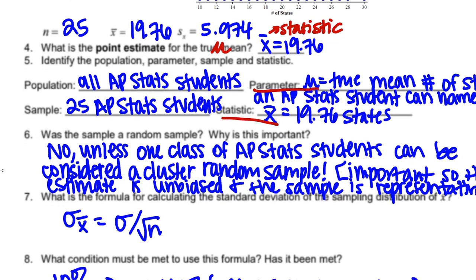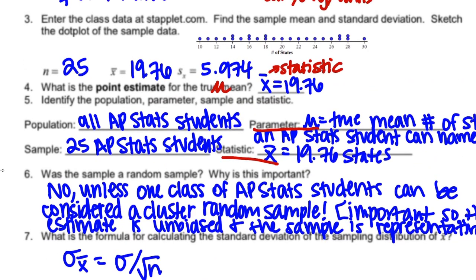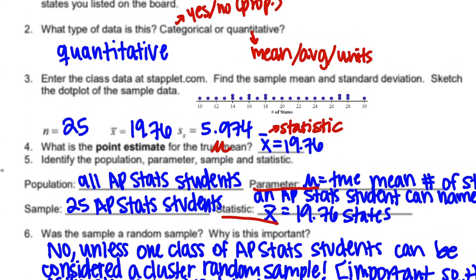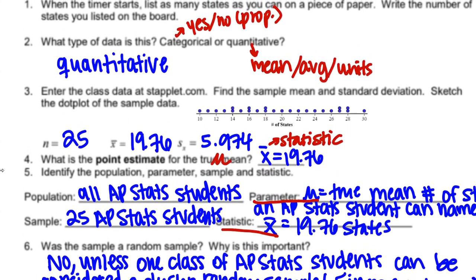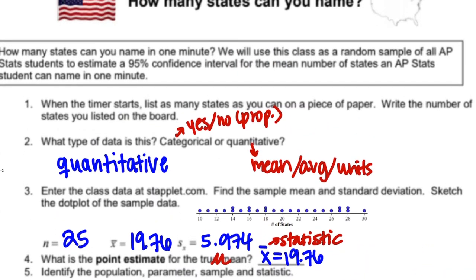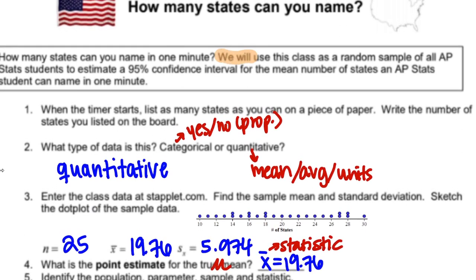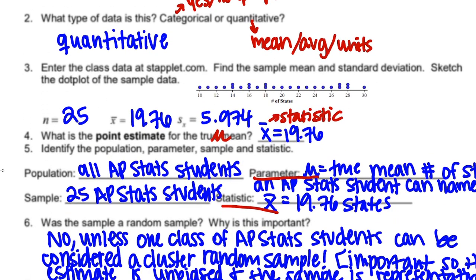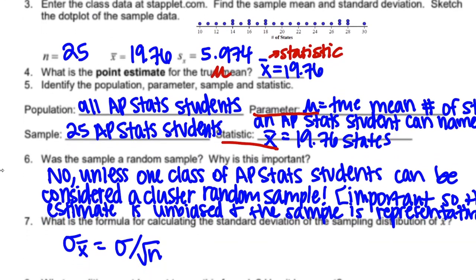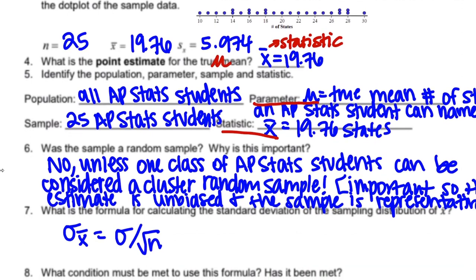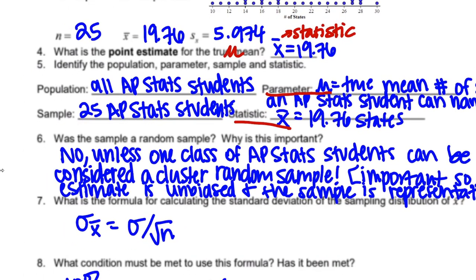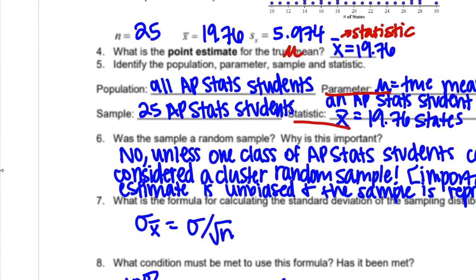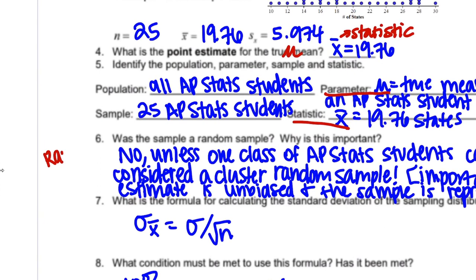Now, number 6, I was just being a little extra when I made this answer key. So we could use this class as a random sample. And so we can assume that you guys are random. I was just saying, basically, unless this block of students was a random sample of all AP stats students by being a cluster sample, it's not technically one, but we can pretend so that our random condition, still condition number 1, is met.